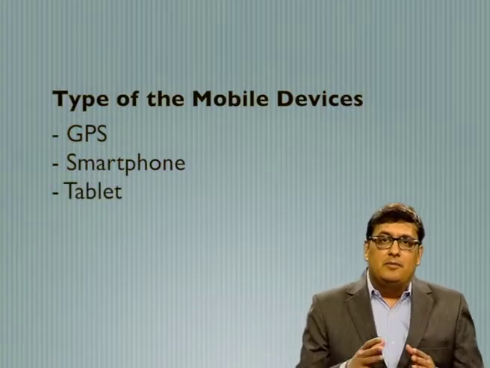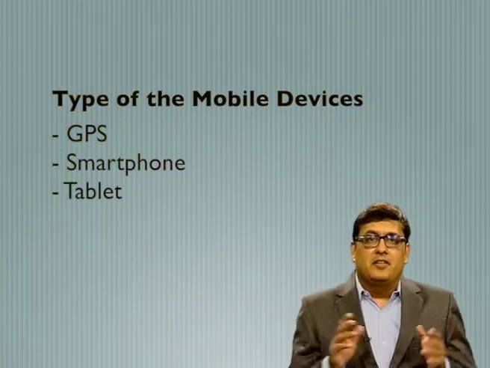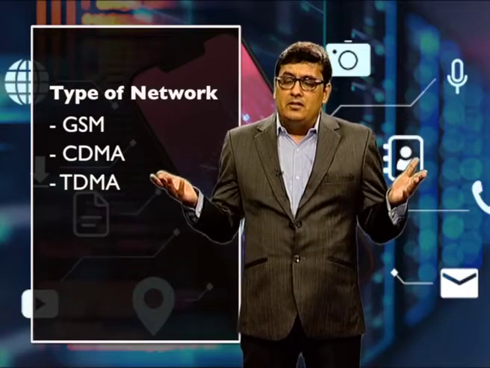As the first step of every digital investigation involving a mobile device, the forensics expert needs to identify types of mobile device, for example, GPS, smartphone, tablet, etc. The type of network, GSM, CDMA or TDMA. The carrier or the service provider, this can be done by reverse lookup.